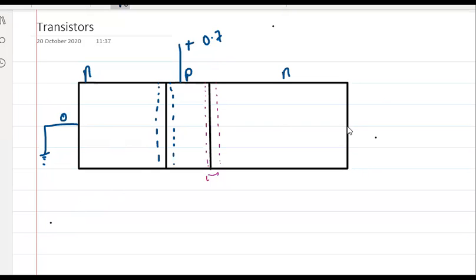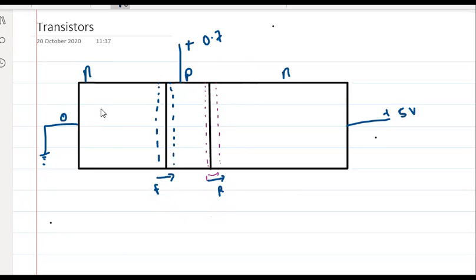Now here I give, suppose, plus 5 volts. Now what do you think? Is this PN junction reverse biased or forward biased? This is junction 1, so it is forward biased. What about this junction? This junction is reverse biased. Does anyone have any issue in this? Yes or no? Step by step.